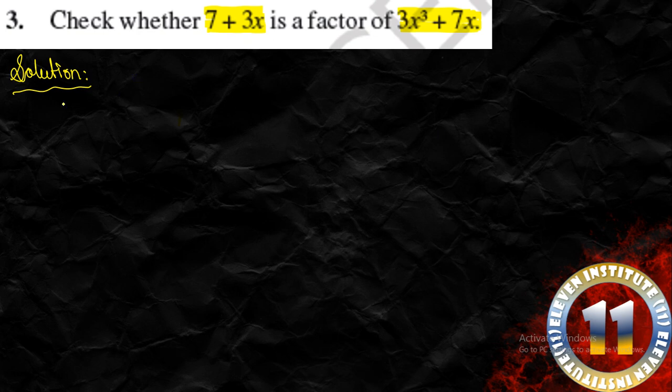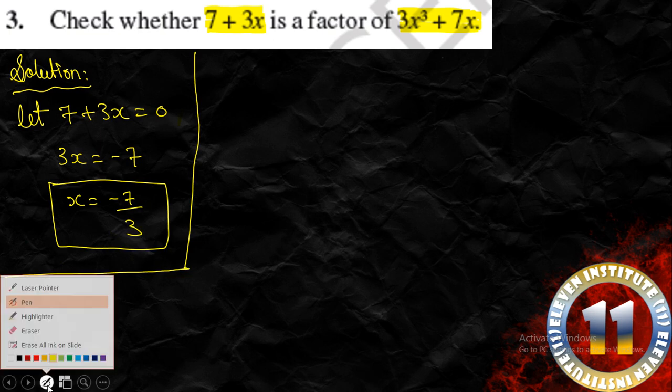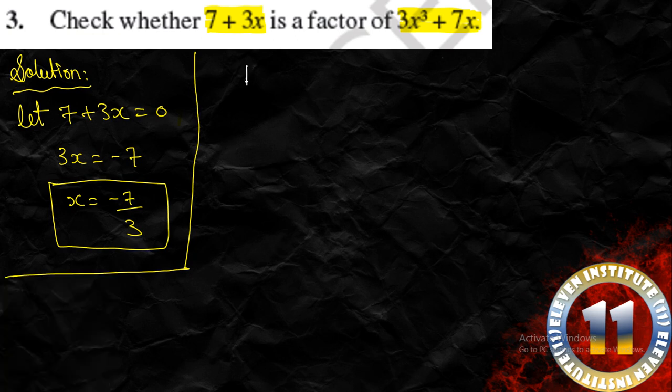So 7 plus 3x, so we will write over here, let 7 plus 3x is equal to 0. 7 will go to the other side, it is minus 7. 3 will go to the denominator, so x is equal to minus 7 upon 3. Right? X is equal to minus 7 upon 3. Sure. Now what you have to do is you have to just take the polynomial, and instead of x you will have to put minus 7 upon 3. So we will write the polynomial over here.